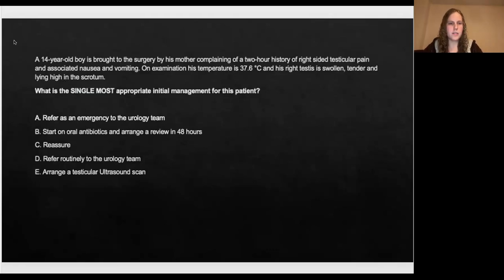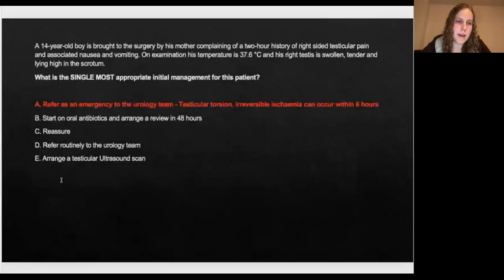Okay. Does anyone know what is going on, and then what the answer is for the single most appropriate initial investigation, initial management, sorry. Okay, so this is a really important medical emergency or surgical emergency. It's testicular torsion.